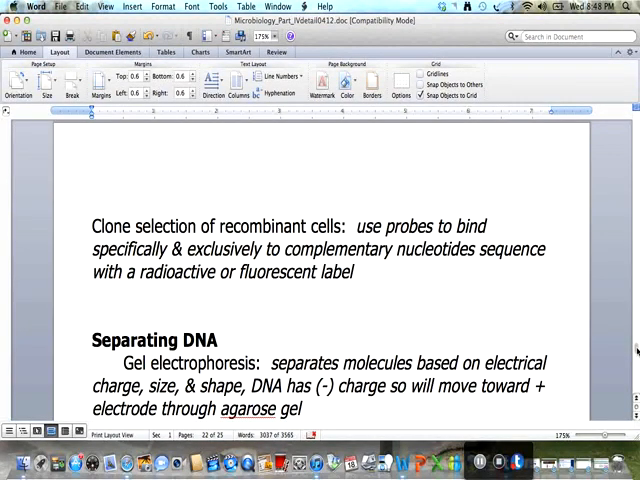One way to select recombinant cells is to use a probe to identify the clones. The probes will bind specifically and exclusively to the complementary nucleotide sequence and is identified by using radioactive or a fluorescent molecule as an attached label.